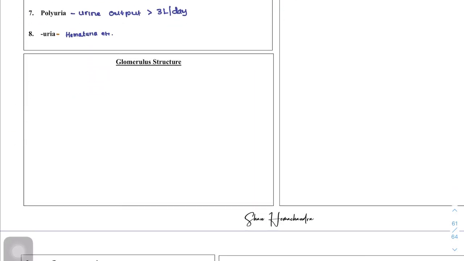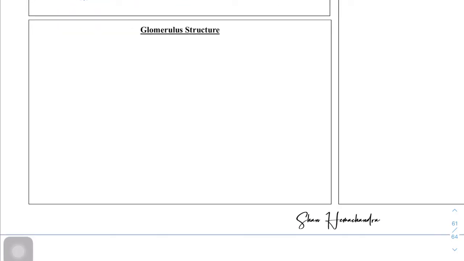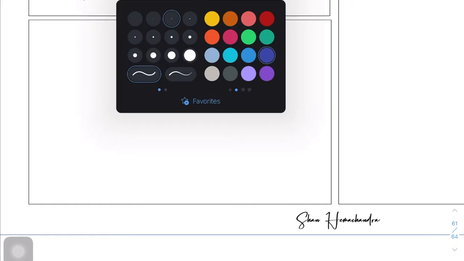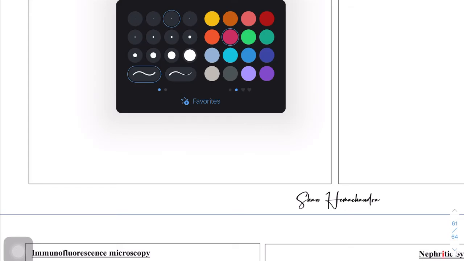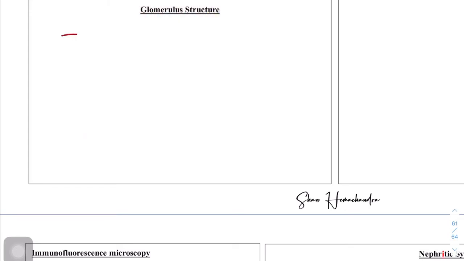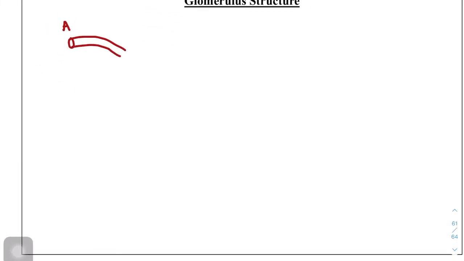Next, I will teach you to draw the glomerular structure, because you need this to understand pathology, because almost all the pathology lectures we are going to do today is about the glomerulus. Okay. First, I will draw the blood vessels. This is the afferent arteriole. Remember, afferent arteriole has a larger diameter than the efferent arteriole. Okay. So we have the arteries coming.